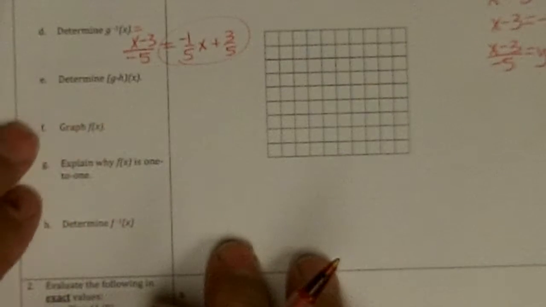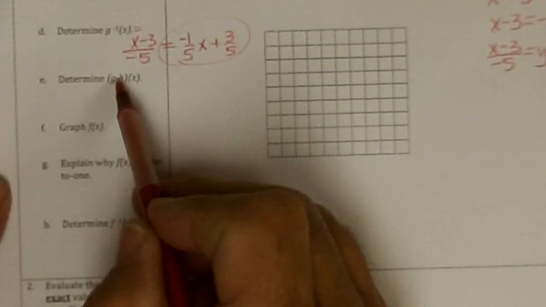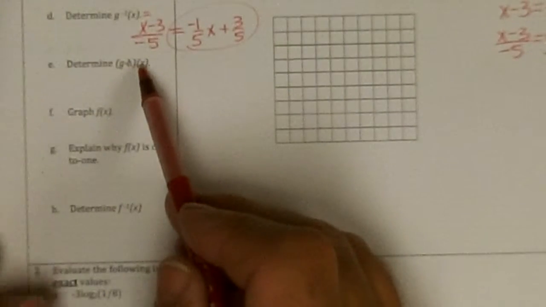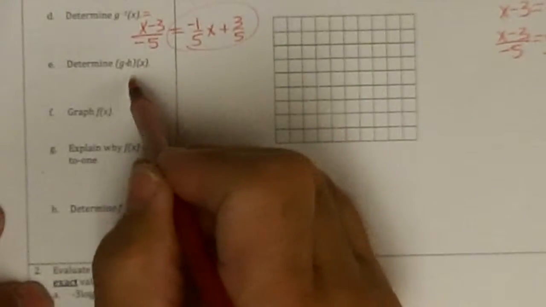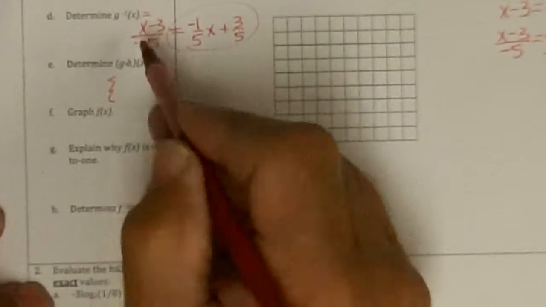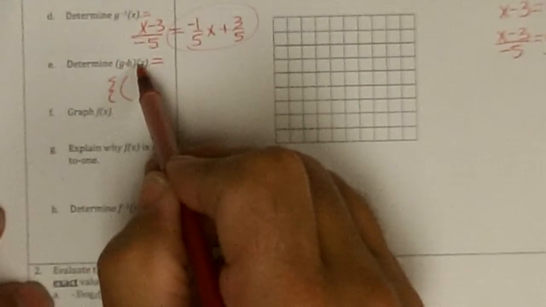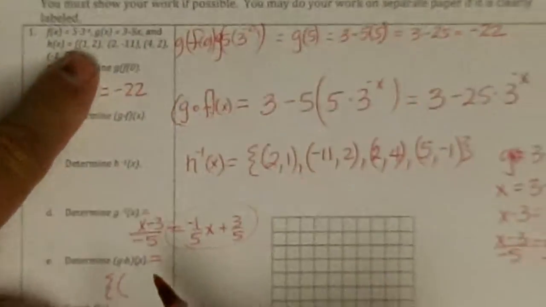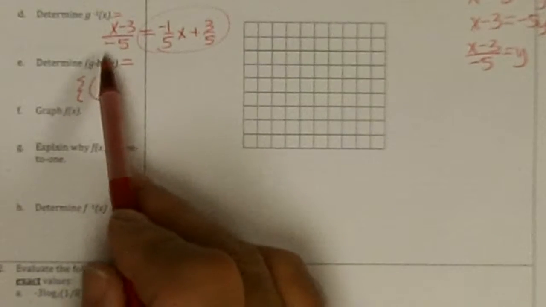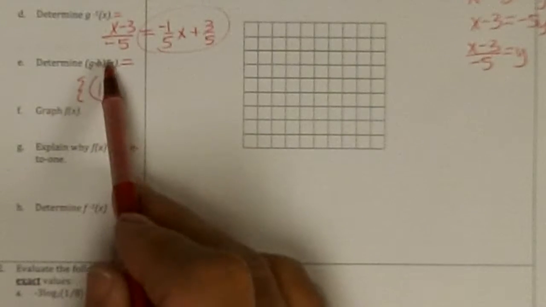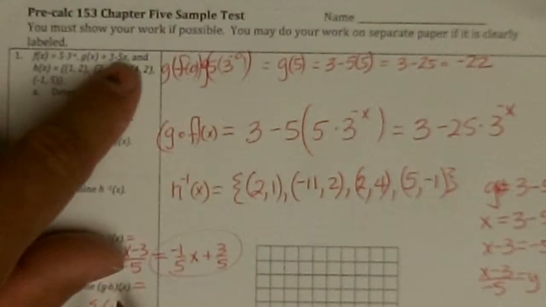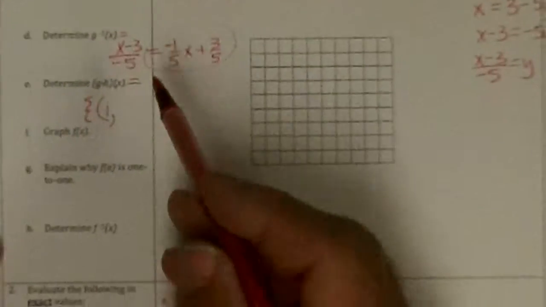E says determine g of h of x. So since h only is 4 points, then we're only going to get 4 points out of this. And so this is going to be a set of points. And the first thing that we can put into h is 1. And it comes out as a 2. But then what comes out has to be put into g. So we started with a 1, put it into h, got a 2. We put a 2 into g, and that would be 3 minus 10, which is negative 7.